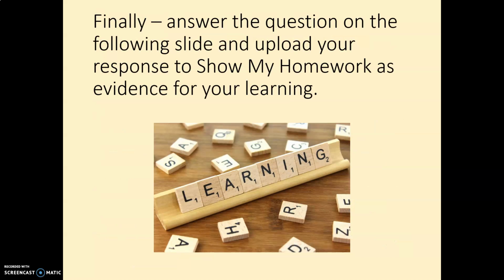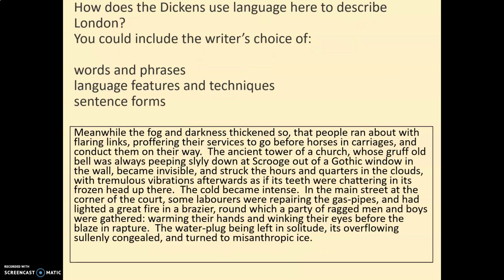Okay, the question on the next slide is the one I'd like you to answer and upload to Show My Homework as evidence for your learning this lesson. Here's a question that's very, very similar to a paper 1 question 2, your English language paper 1, looking at how a writer uses language. In this particular question, you're looking at how Dickens uses language here to describe London. Think about setting and atmosphere. He sets the novella in London, he creates that atmosphere.